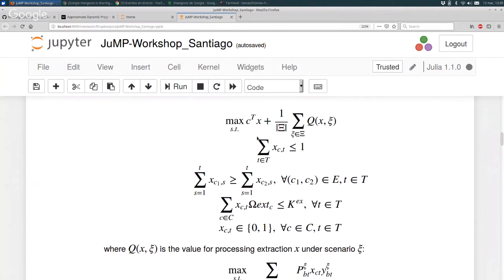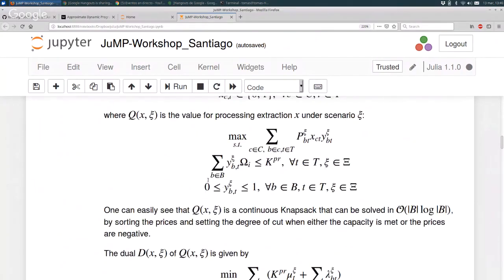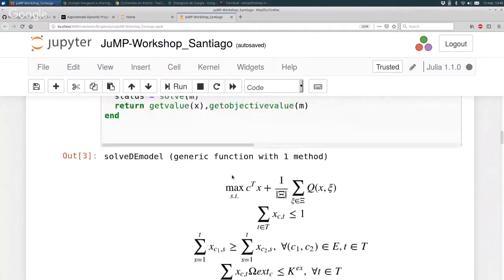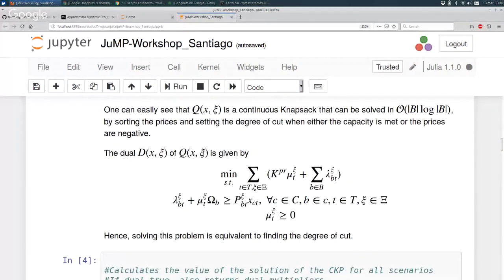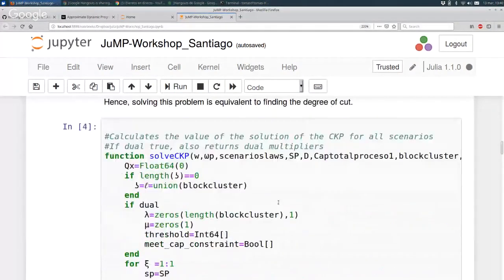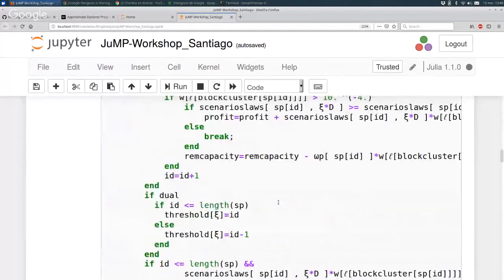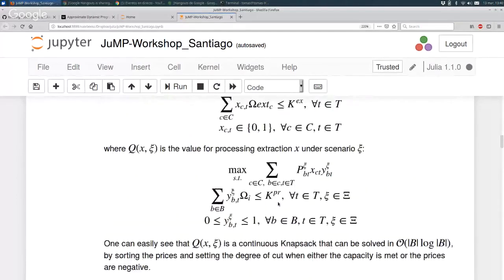This is the Benders decomposition. You can always write the subproblem, write the dual of this, and write it as a cutting plane problem. This is what I did over here. So this is the dual. Well, you can see that the primal is very easy. Once you know which cluster you're going to extract, you just sort the loss of the blocks that you extracted, and you pick the best ones.